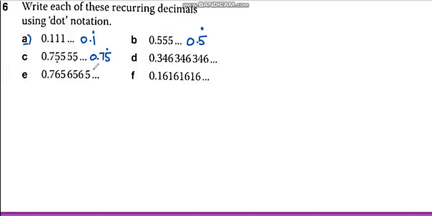above 5. And here you can see that 346, 346 and 346 is being repeated. So look, how do we mention dots here to represent in dot notation? As 346 is being repeated, we can put a dot above 3 and 6. It means that this whole number is being repeated, or all these 3 digits are being repeated. If we do E part, it says after 7, 65, 65 and 65 is being repeated, so we can put dot above 6 and 5.